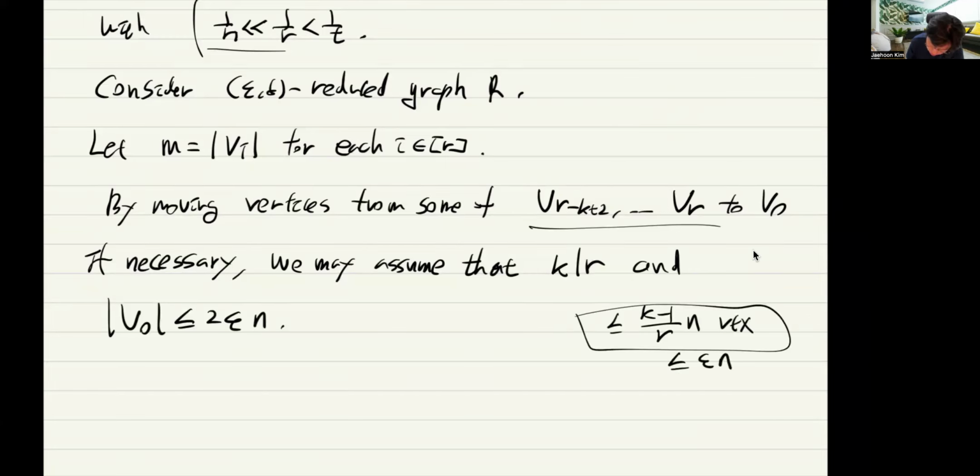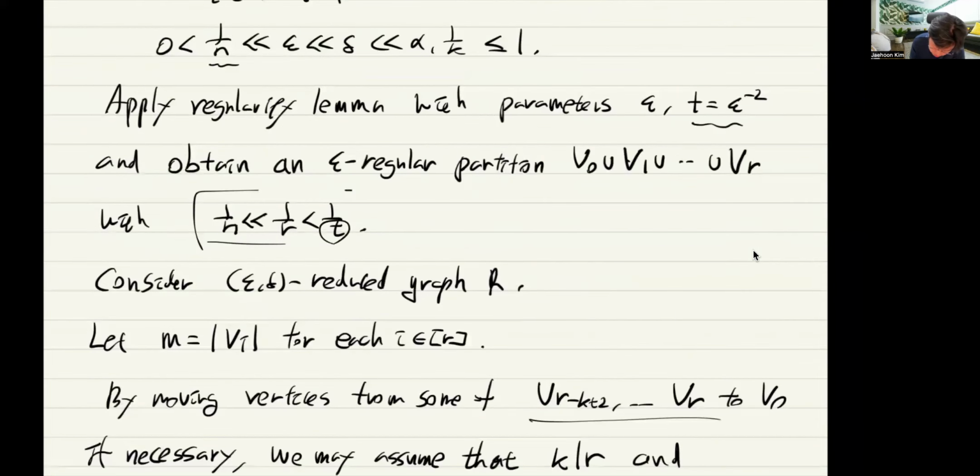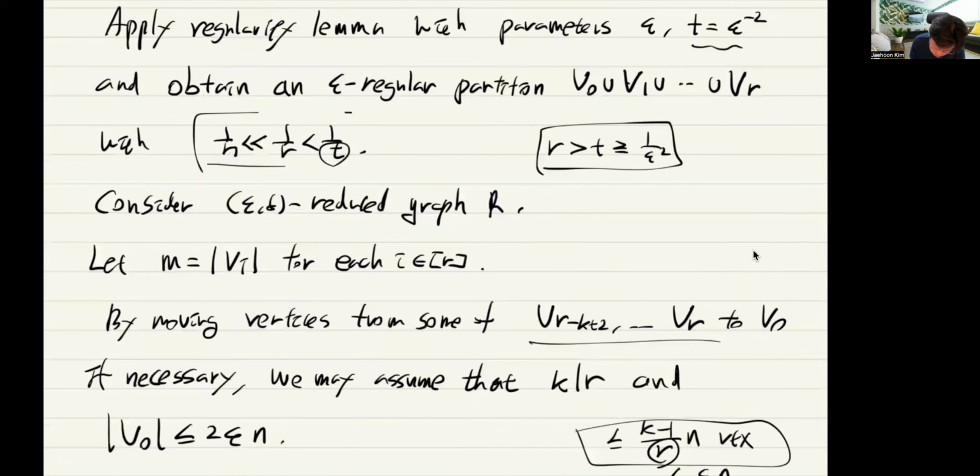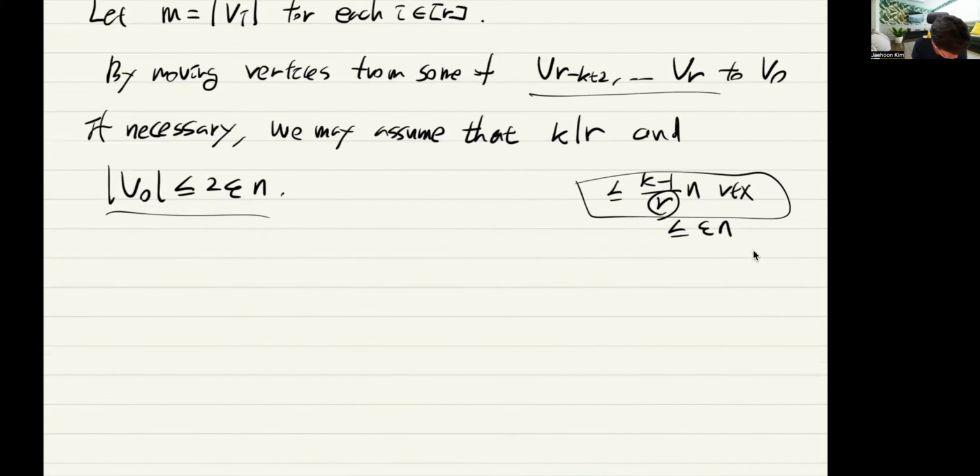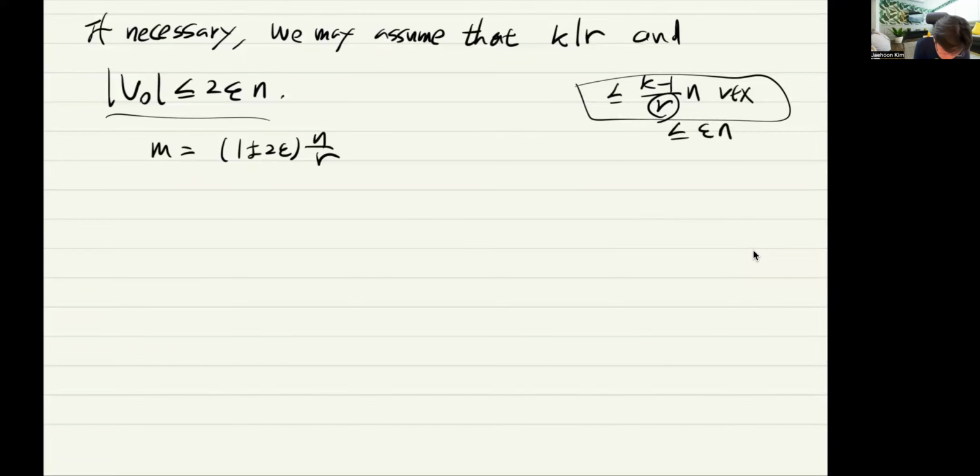And this is at most epsilon n, because R is bigger than T, which is what? 1 over epsilon squared. So this is still small. And each m is what? Between 1 plus or minus 2 epsilon times n over R. So it's at least (1 minus 2 epsilon) times n over R, and at most n over R.